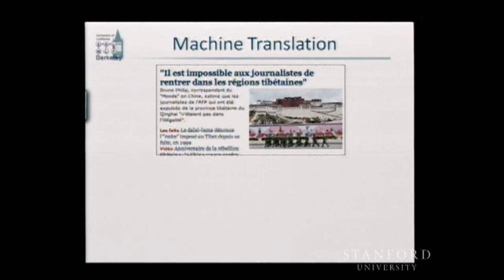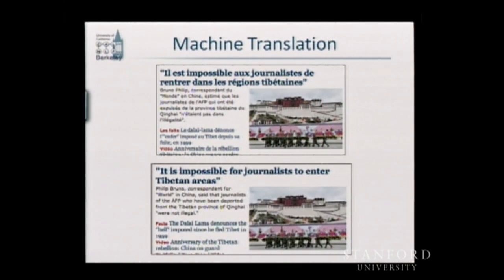Okay, so just to give you a sense of what these things do if you don't use them, this is an output from a web-based translation system. This is actually Google's. And, well, if you read French, this is great, but if not, that's just a bunch of words. But if you then feed this in, out pops the exact same thing in English, and it's actually pretty good. It is impossible for journalists to enter Tibetan areas. Philip Bruno, correspondent for World in China, said that journalists of the AFP who have been deported, and so on. So these things actually work quite well. And the things that you need to make them work is lots of data, and the world's kind of providing that, and these kinds of unsupervised methods to link it all together.